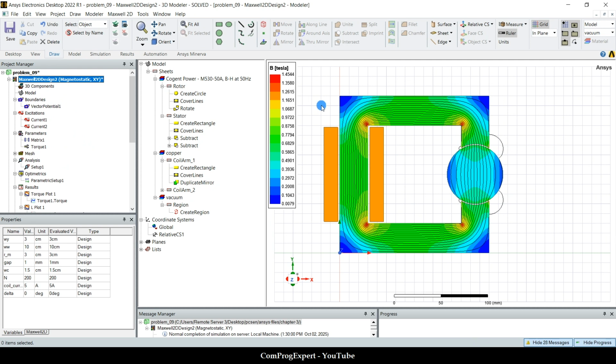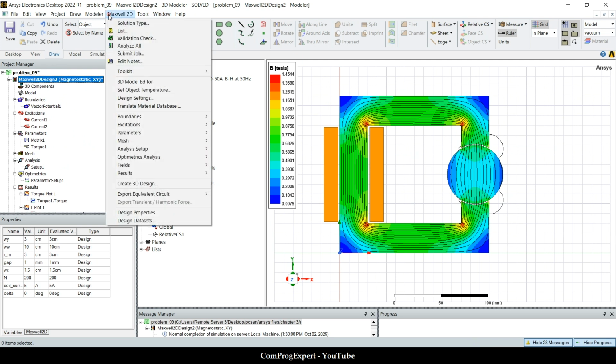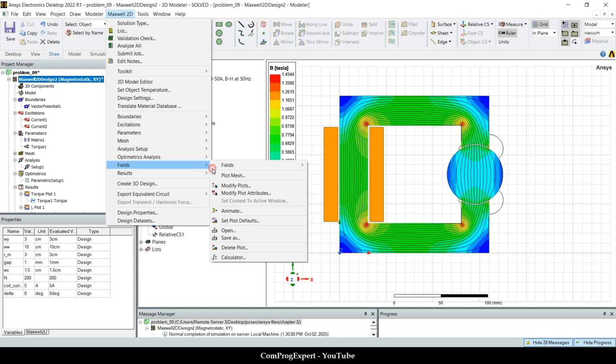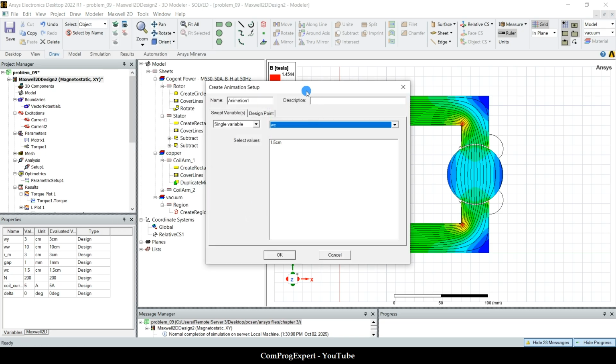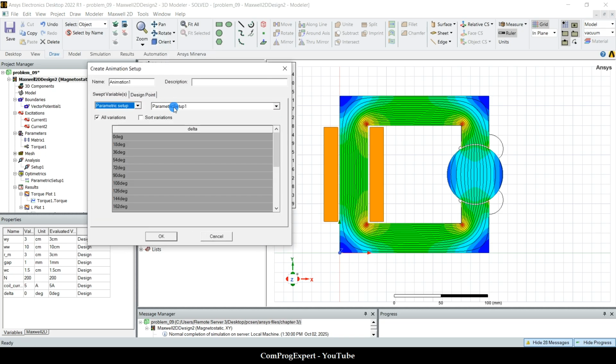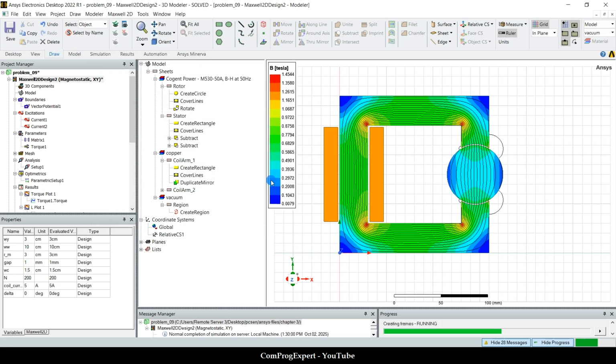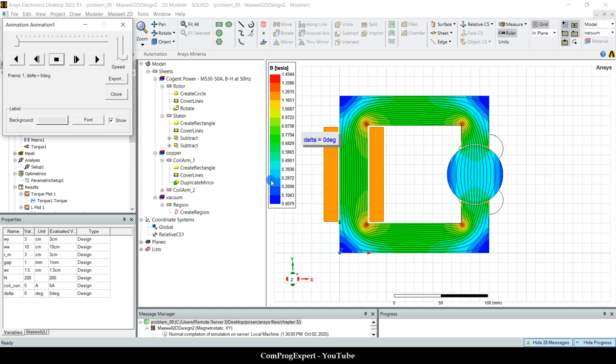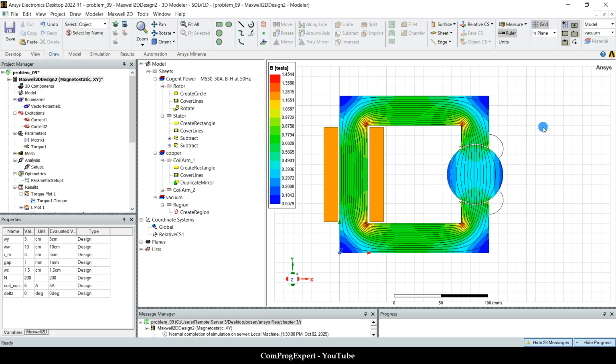Even here, if I generate animation, let me, from Maxwell 2D fields, generate animation, select the parametric setup one, this parametric setup that we did. In this case, the software changes the delta and generates this flux density plot, because the rotor is moving. But because we don't have any reluctance change, as you can see here, we have these fixed flux lines. So we didn't have any reluctance torque.